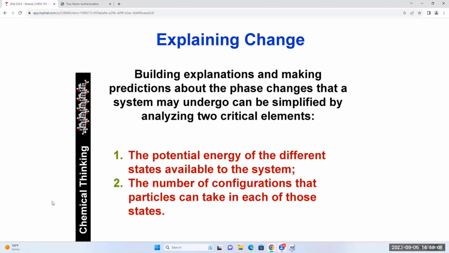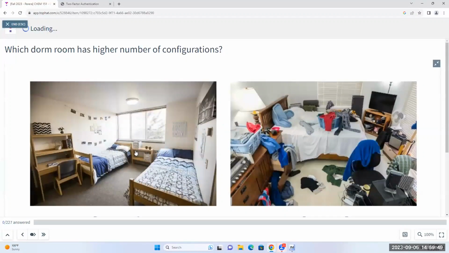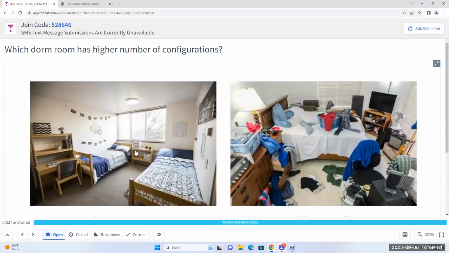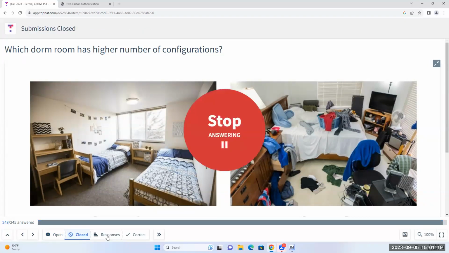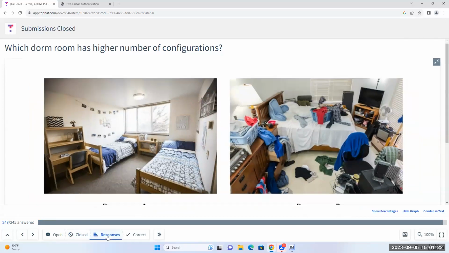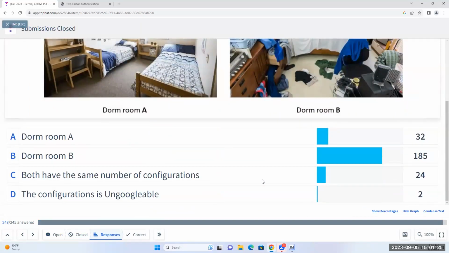How many of you do not understand what number of configurations means? Can you see the hands? I'm going to close this question in 5, 4, 3, 2, and 1. Most of us said that you do not know what is meant by number of configurations, but most of you picked dorm room B, being the dorm room with the higher number of configurations. So you know something. And that's the correct answer as well, by the way.